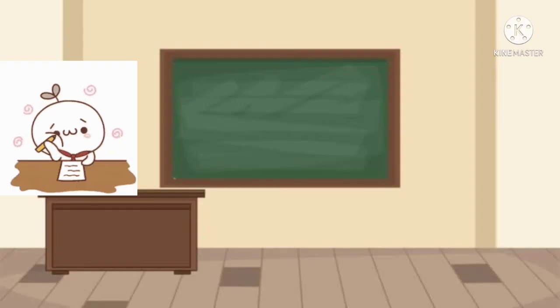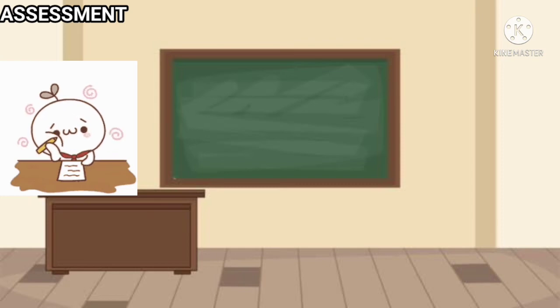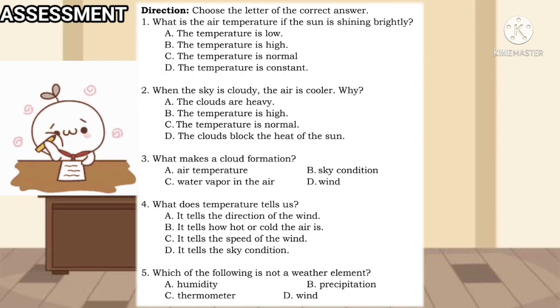To check how far you have understood in our episode today, let us have assessment. Are you now ready, class? Okay, let's start. Direction. Choose the letter of the correct answer. You are given 20 seconds to answer. Number 1. What is the air temperature if the sun is shining brightly?